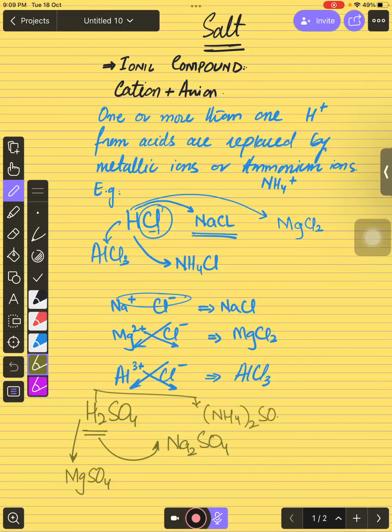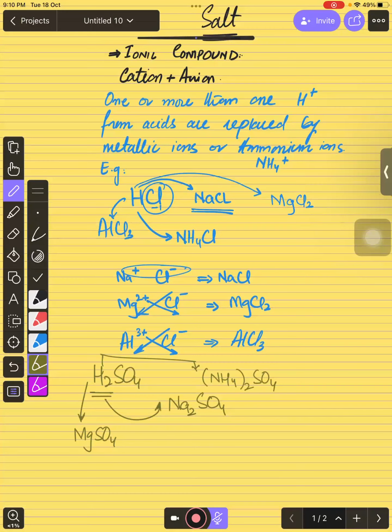Ammonium sulfate. So these all are salts. ये सब salt है. ऐसा नहीं है कि सिर्फ NaCl salt होता है, सारे salts होते हैं जब भी एसिड के H replace हो जाए अमोनियम आयन से या मेटालिक आयन से, right? And we know that सल्फेट का चार्ज क्या होता है बच्चों? सल्फेट का चार्ज होता है आपके पास 2 minus, and sodium is +1 because it is from group number 1.